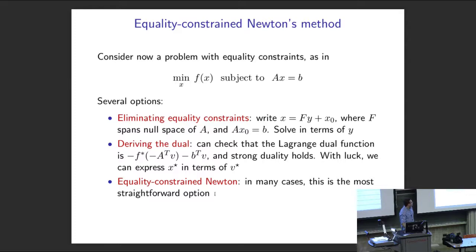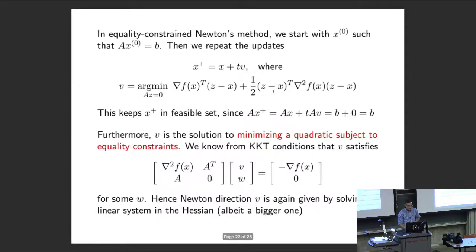But perhaps the most straightforward option is just to use Newton's method with equality constraints. And that's what we're going to introduce right now. It's a good idea in the sense that it's going to use whatever structure there is in the Hessian of f and whatever structure there is in A to try to take Newton's steps as efficiently as possible.